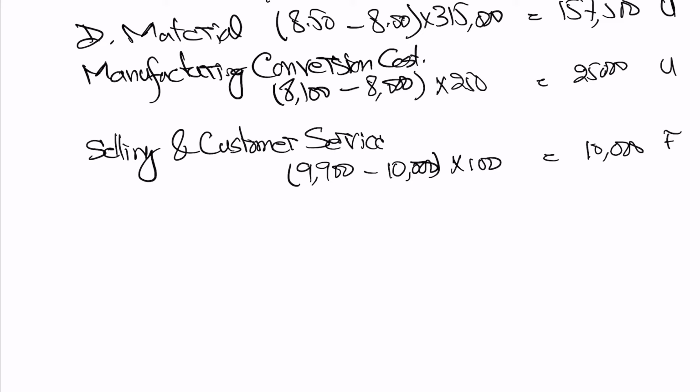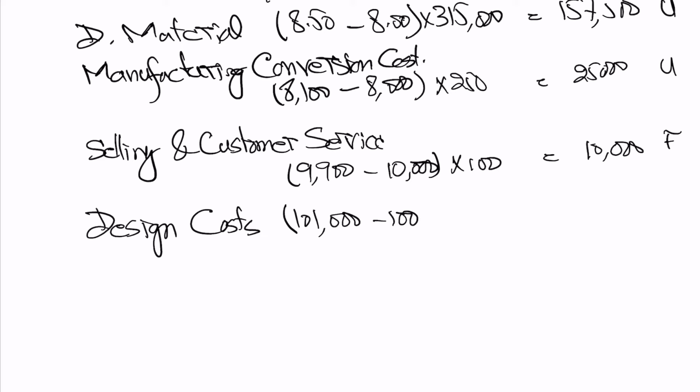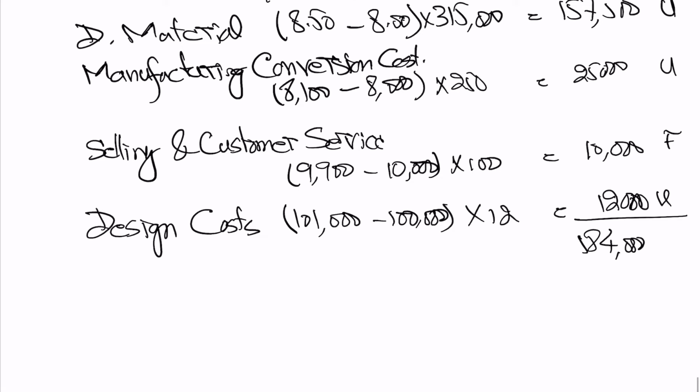Design cost, so it's 1 into 12, so it's going to be 12,000 unfavorable. And in this way we get 184,000 unfavorable.